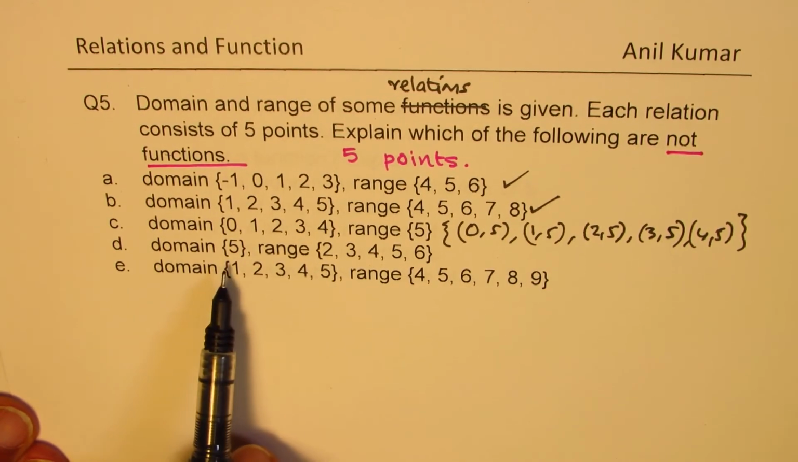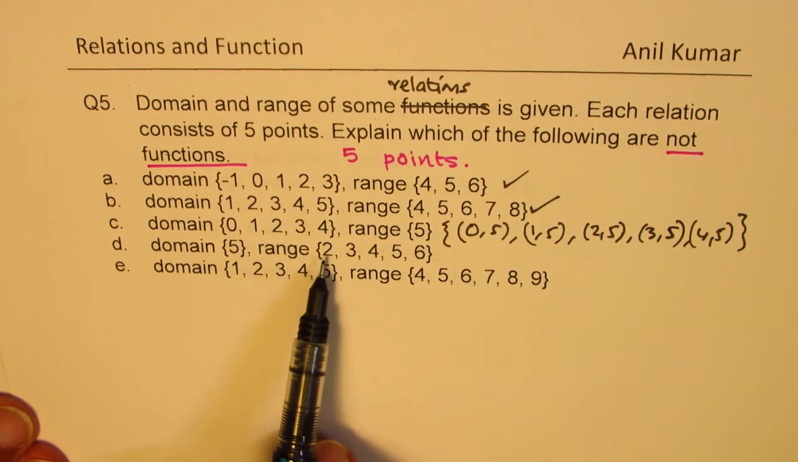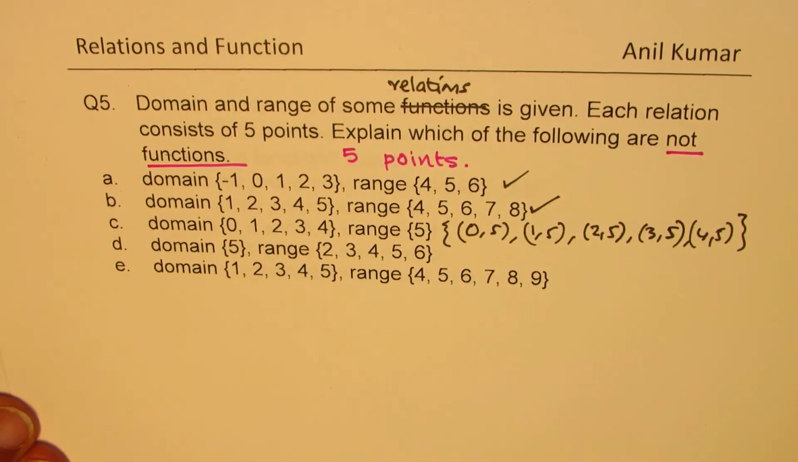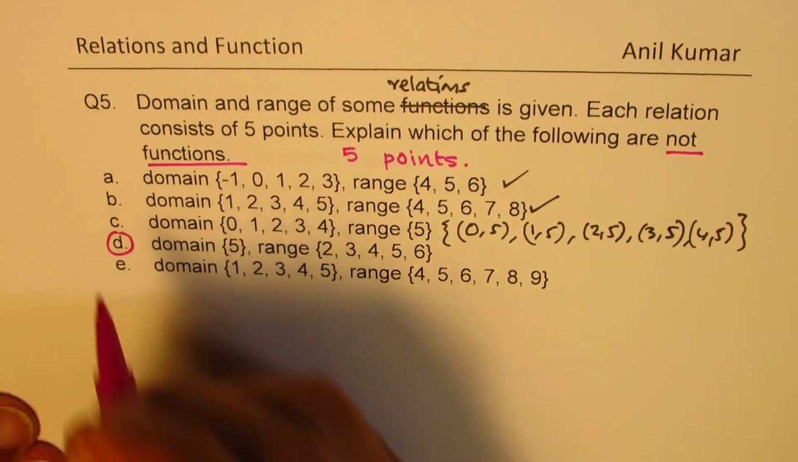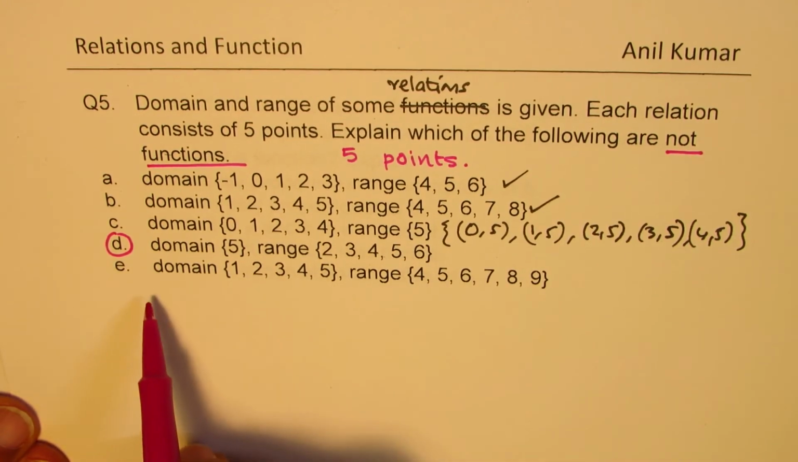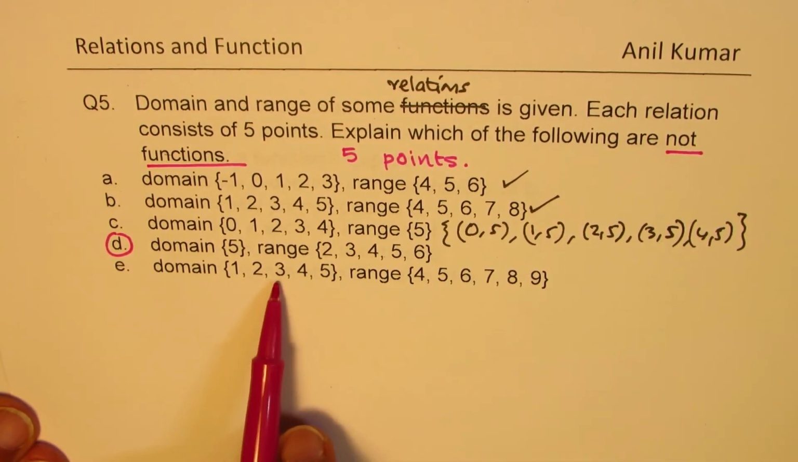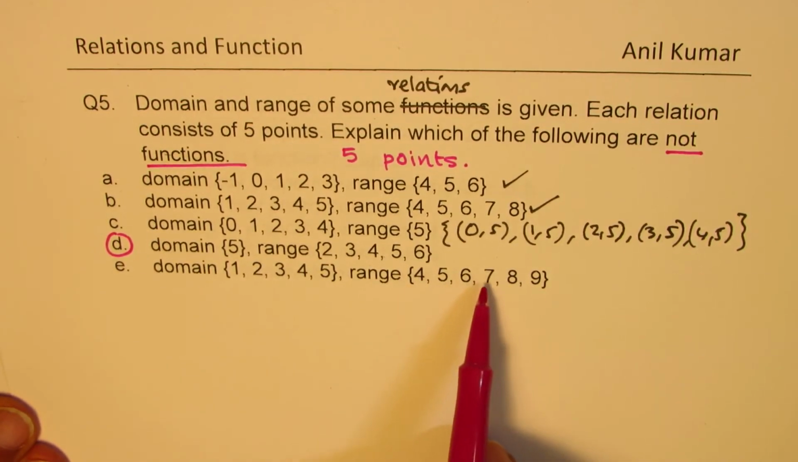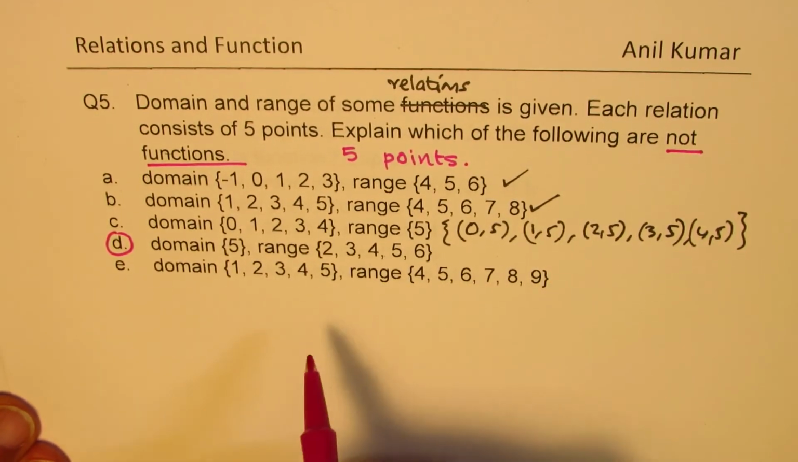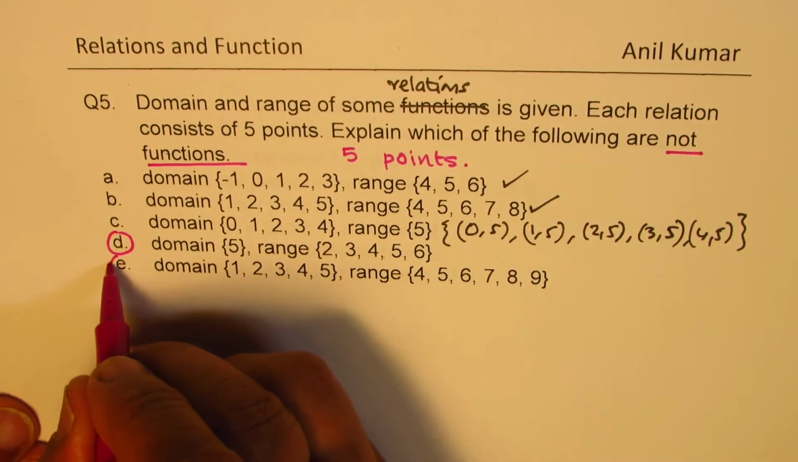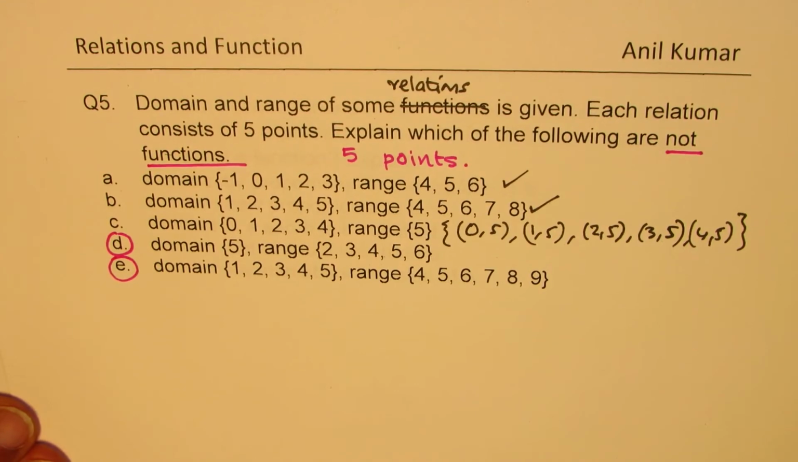Next one, we have only one value in domain, so 5 repeats with all. So definitely this is not a function. Since for the value 5, we have 5 different values of y. Therefore, it is not a function. The last one here is 1, 2, 3, 4, 5 elements in the domain, and in the range we have 1, 2, 3, 4, 5, 6. That means some value should be associated with more than one, and therefore this is also not a function.